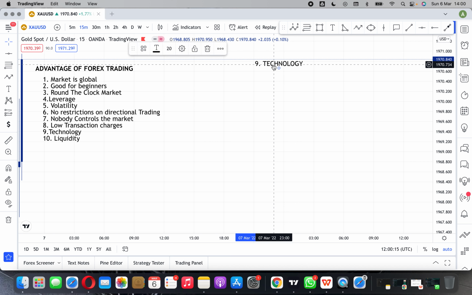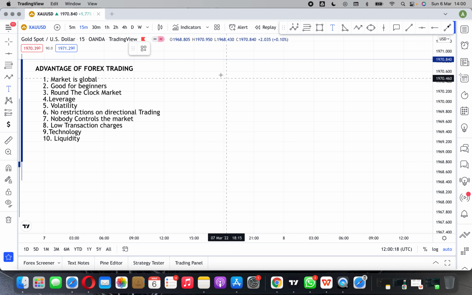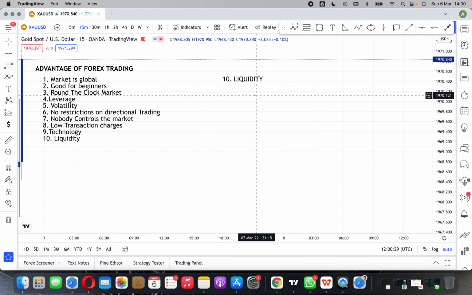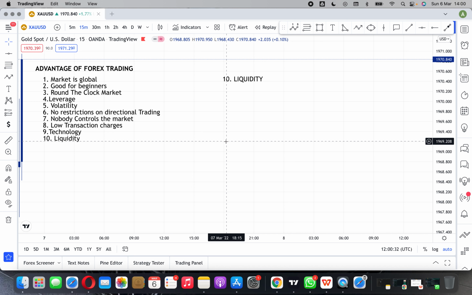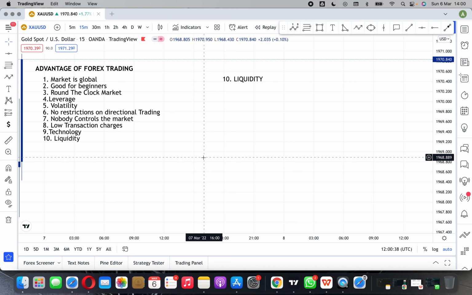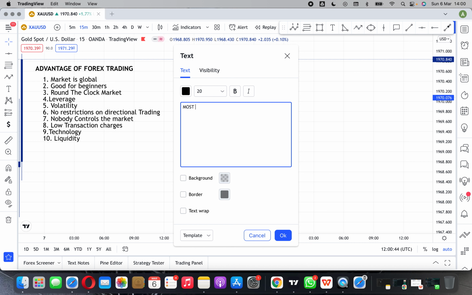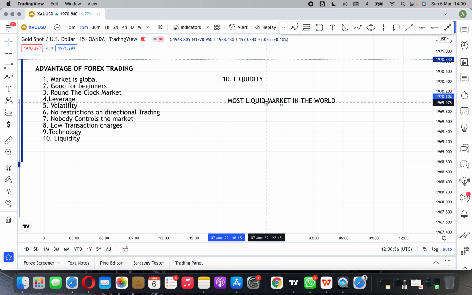And the last but not the least is liquidity, which is going to be our last advantage of forex trading. There are a lot of them, but these are the very essential ones that I want us to have an understanding about. Due to the large volume of trading activity that occurs around the clock in the forex market, it is considered the most liquid market in the world. Yes, the most liquid market in the world is the forex market.